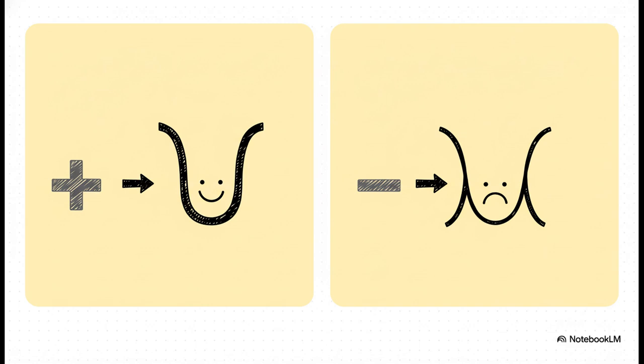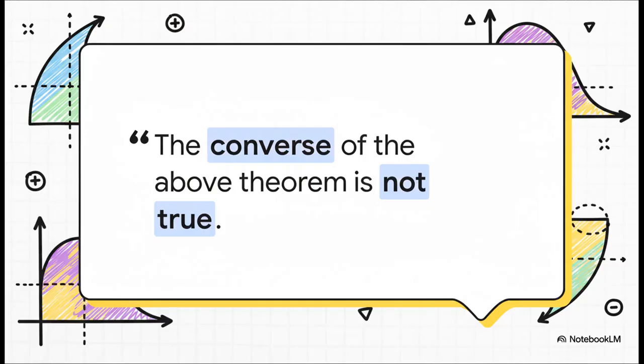And the rule itself? It's just beautifully simple. If the second derivative is positive in some area, the function is concave up. Think of it like a smile. If it's negative, the function is concave down, like a frown. The sign of f double prime tells us everything we need to know about the shape. It's that easy.